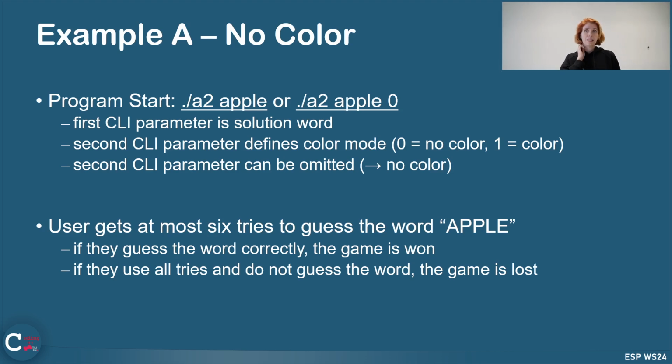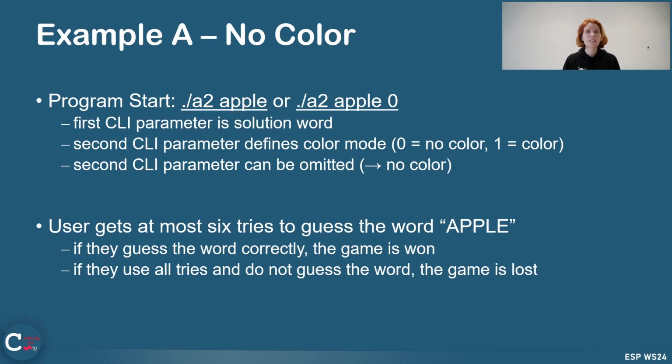Let's give you an example of how this program could look. First of all, we're going to look at a simple example with the output in no color. I would start the program, my assignment 2 file, with the solution word as the first CLI parameter. In this case, our solution for this riddle is apple. And then the second parameter tells the program which color mode to start in. It can either be omitted or it can be 0 or 1.